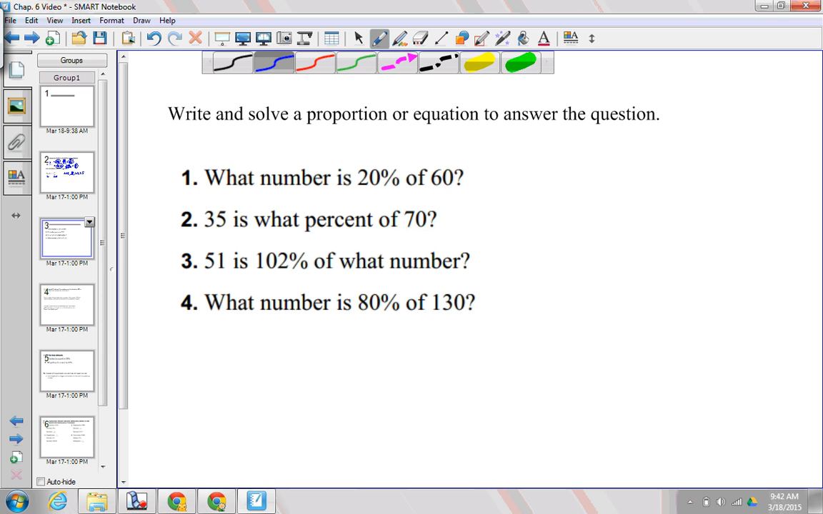Okay, let's solve some simple percent problems. You can use a proportion or an equation to solve them. I'm just going to show you the equation way. You can also use the proportion. So for the first one, we have 0.2 times 60 to get our answer of 12.